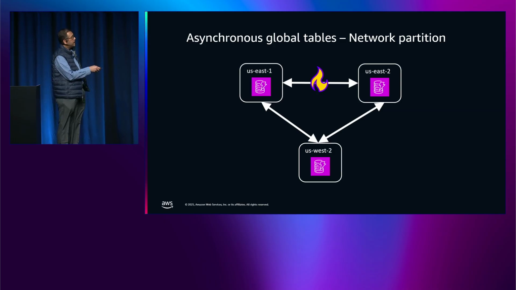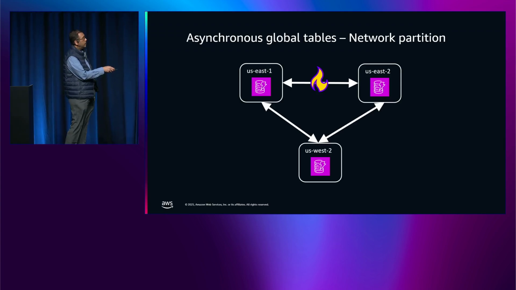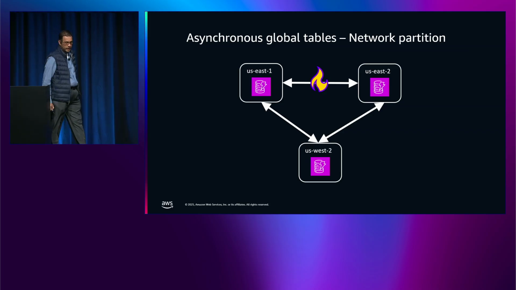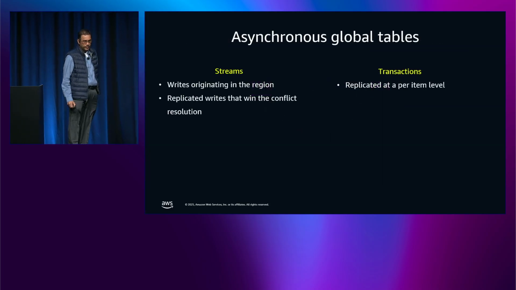A write in US East 1 will not go to US East 2. We do not relay. A write in US East 2 will not go to US East 1. We don't relay the write. Therefore, a write here goes to both. A write here does not make its way over there. When the network link is reestablished, that will be reestablished. Okay? Keep that in mind because it's different in strongly consistent global tables.